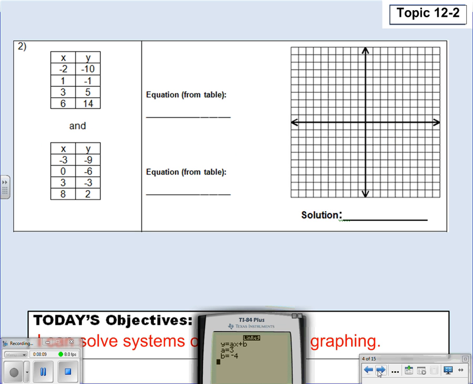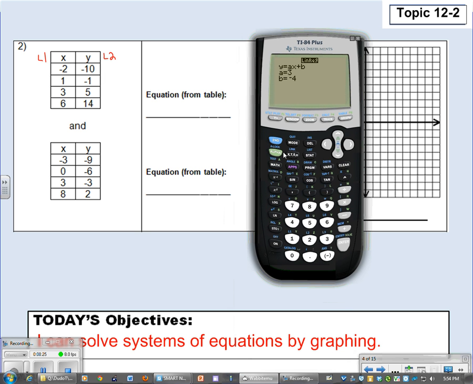So now we're going to try problem number 2. This time we have, again, 2 tables, so we have to find the equation for both. Start with the top one. Our x's go in L1, our y's go in L2. Bring the calculator back, go to stat, and edit. I want to clear out what's in there, so I'll go up, hit clear, press enter. Go to my L1, go up, hit clear, press enter. Now I have a clear table.